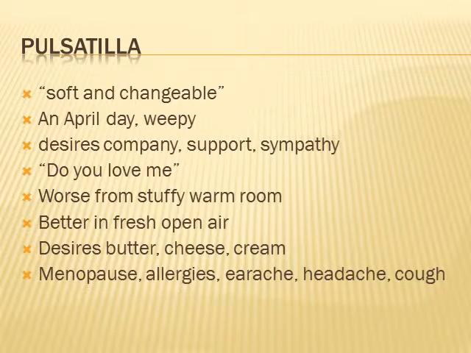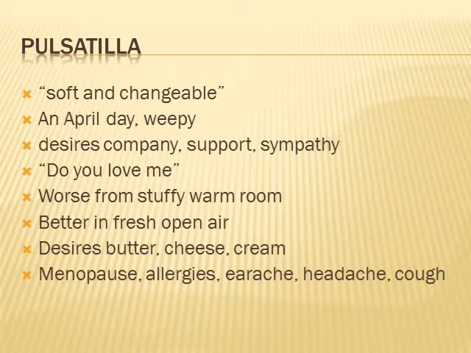So soft and changeable, considered to be like an April day, being happy one moment, crying the next. But if there's a lot of crying, often think of pulsatilla. Another image for pulsatilla is a little child who wants to be held and comforted all the time and is always saying, Mommy, do you love me? They're looking for sympathy, attention, hugs and cuddles and love. They may be worse from a stuffy, warm room and feel better outside in the open air. They desire butter, cheese, cream, these rich foods.